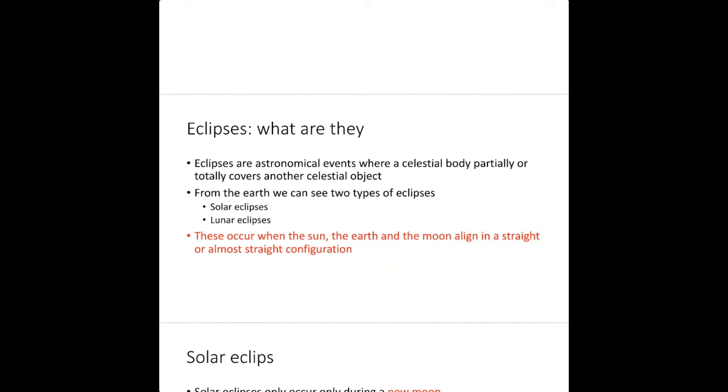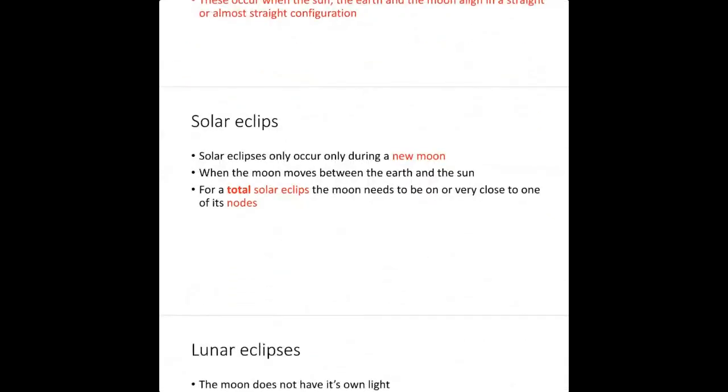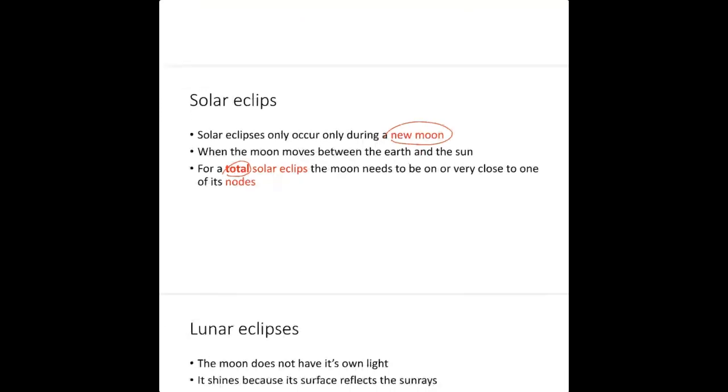They occur when the sun, the Earth, and the moon align in a straight or almost straight configuration. Now, solar eclipses only occur during new moon. This means when the moon moves between the Earth and the sun. I'll show you some pictures later on. And if you want to see a total solar eclipse, the second condition is that the moon is on or very near one of its nodes. I'll explain that to you later on.